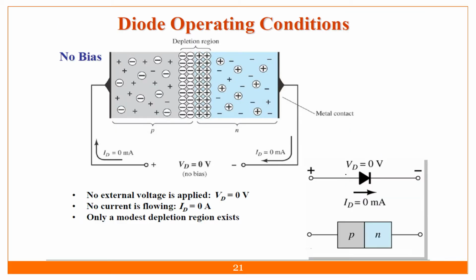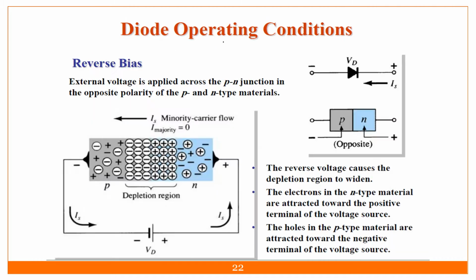So what is the no bias condition? We are not applying any kind of voltage over here, that is the VD. So the voltage drop across it is zero, and the current flowing through it is zero. This is just taking a diode and keeping it as it is, without giving any voltage. So voltage is zero, current is zero, and only the modest depletion region is there, that is, the region we previously had stays as it is. That is the no bias condition.